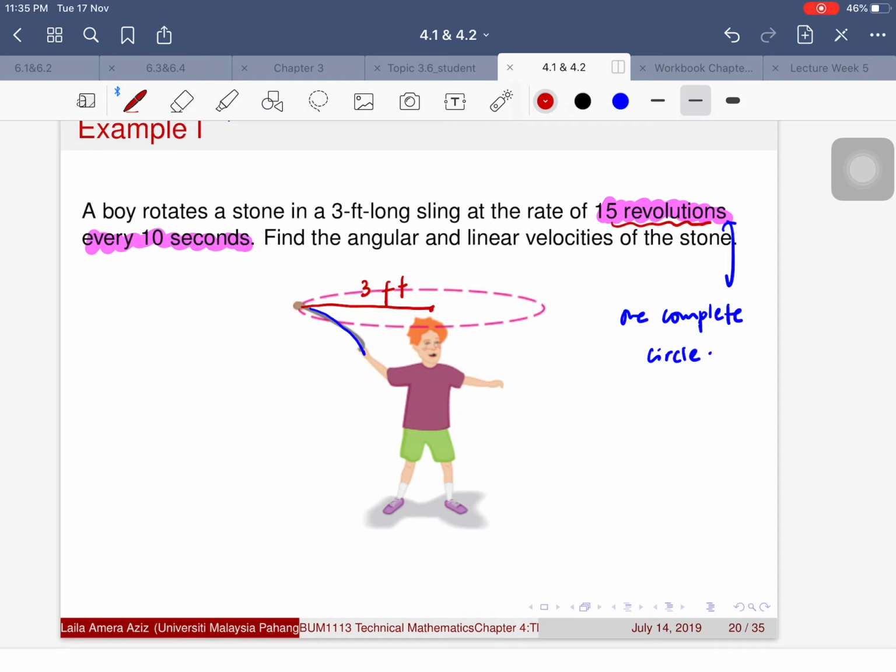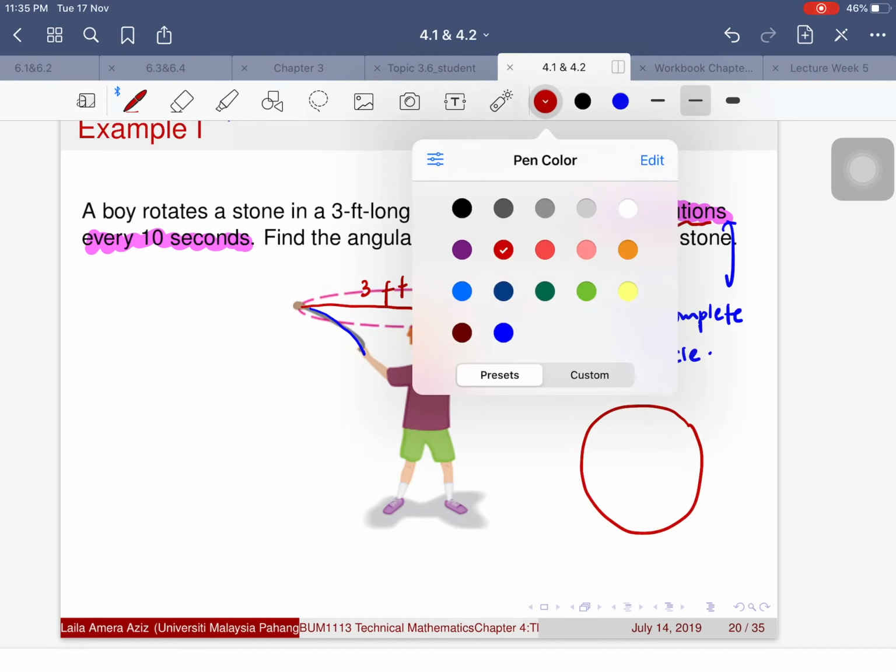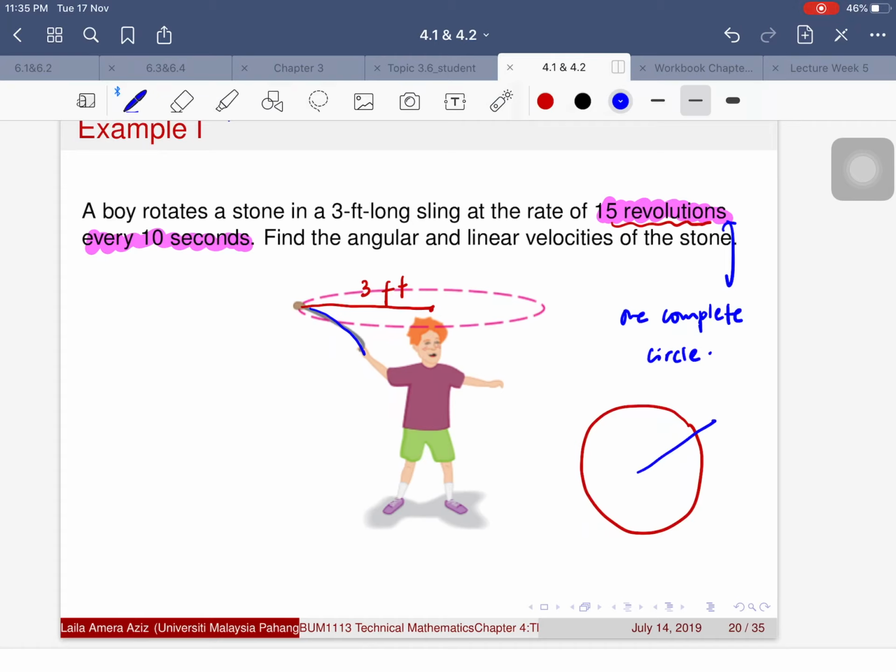And I would like to remind you, remember what happens when we have one revolution? When we have a complete circle, let's say if I were to start here and end at the same point, that is called one complete circle. And the angle of one complete circle is 360 degrees, which is equivalent to 2 pi radians. So that is in terms of angle.